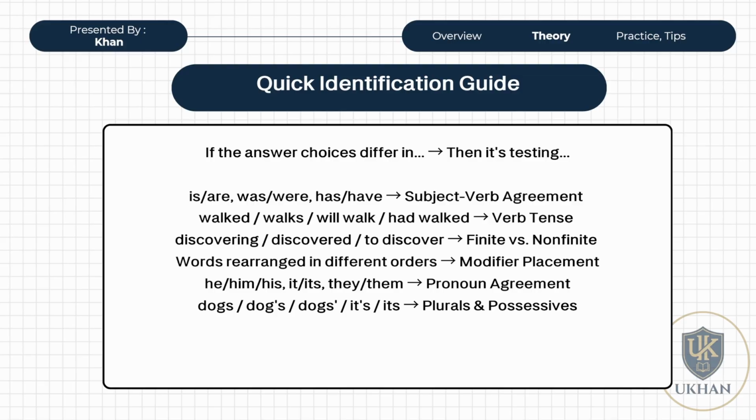If the choices have the same words but rearranged in different order, that's modifier placement. So the SAT is testing whether you know which noun needs to follow a modifying phrase. If the choices differ in he versus him versus his, or it versus its versus they, that's pronoun agreement. And if the choices differ in dog versus dogs with the changing apostrophes, that's plurals and possessives.